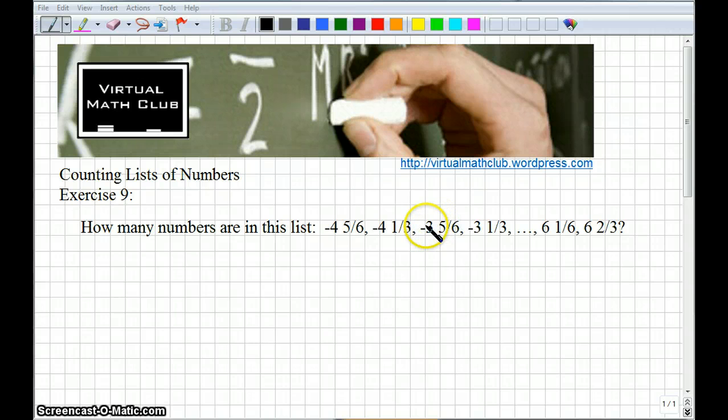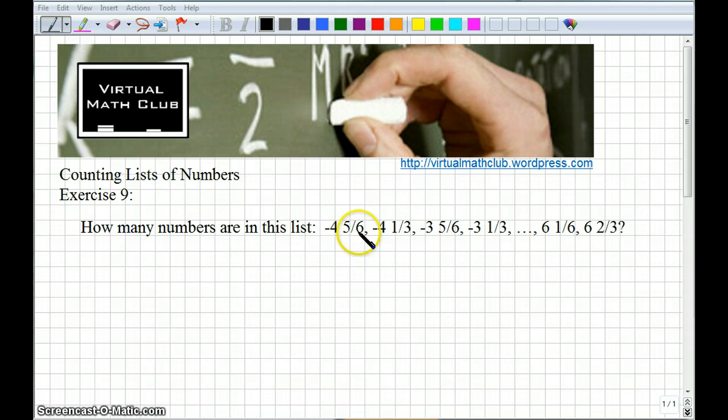So first of all, let's combine these. Right now we have mixed numbers. Let's make them into improper fractions, and that way we can see a little better what we're dealing with. And at the same time too, I've got some of them in sixths and some of them in thirds. I'm going to convert them all to sixths as well.